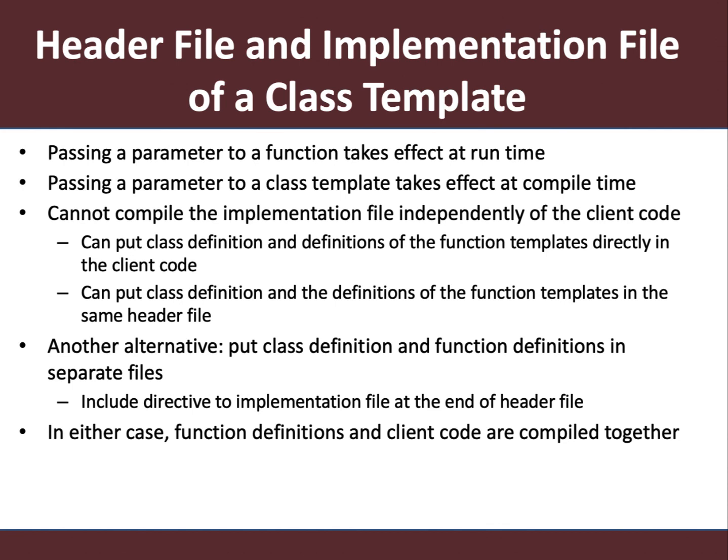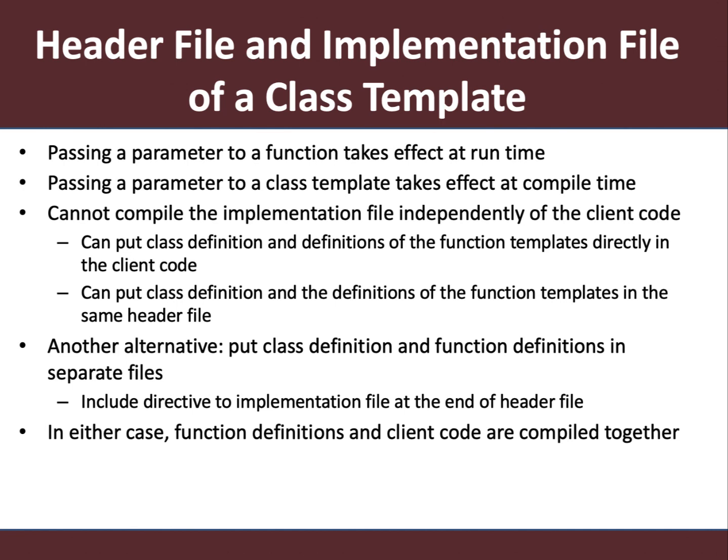Because the actual parameter to a class is specified in user code, and because the compiler cannot instantiate a function template without the actual parameter to the template, we can no longer compile the implementation file independently of the user code. This problem has several possible solutions. We could put the class definition and the definitions of the function templates directly in the client code, or we could put the class definitions and the definitions of function templates together in the same header file.